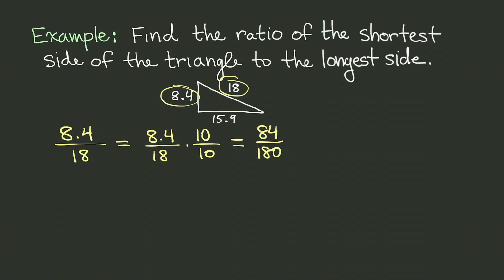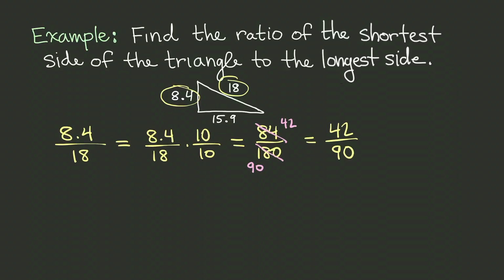Okay, so now that I have 84 over 180, I want to simplify this. Now, it might not be immediately apparent what divides these, except that I can see that they're both even. So one thing that I could do is just divide both of them by 2. And when I do that, 84 divided by 2 is going to be 42, and then 180 divided by 2 is going to be 90. Okay, so now I've simplified this to 42 over 90.